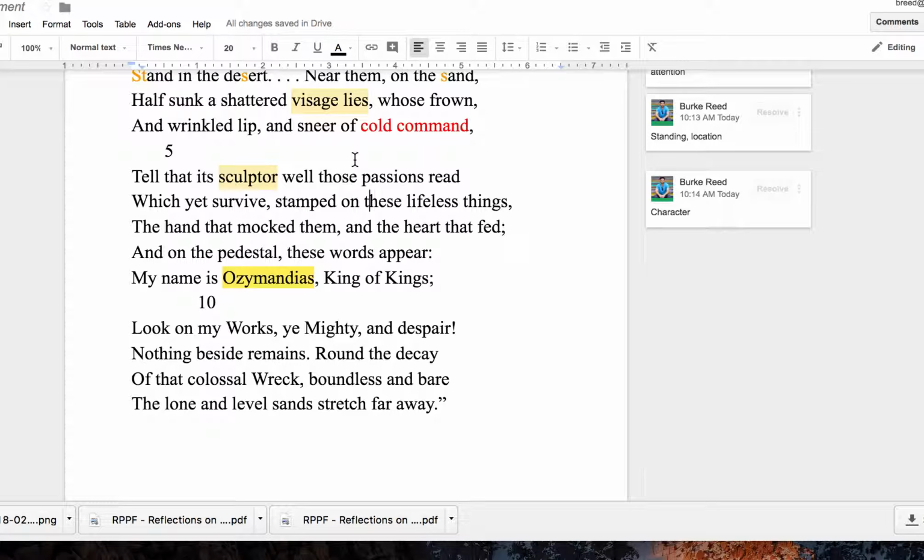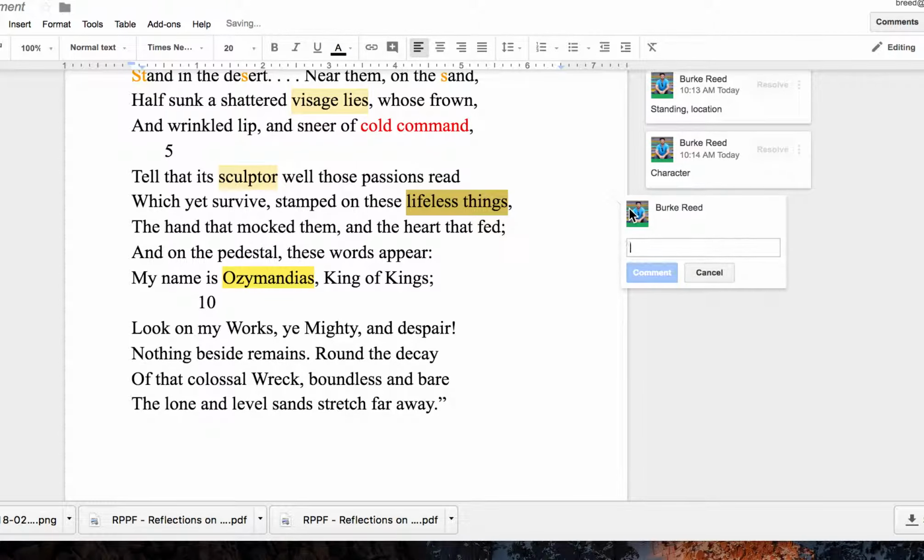"Which yet survive stamped on these lifeless things." This is a paradox, as when we produce a statue we are supposed to be giving life. We are supposed to be producing some sort of life or some sort of memory, and yet this is something that is lifeless. So this is a paradox.